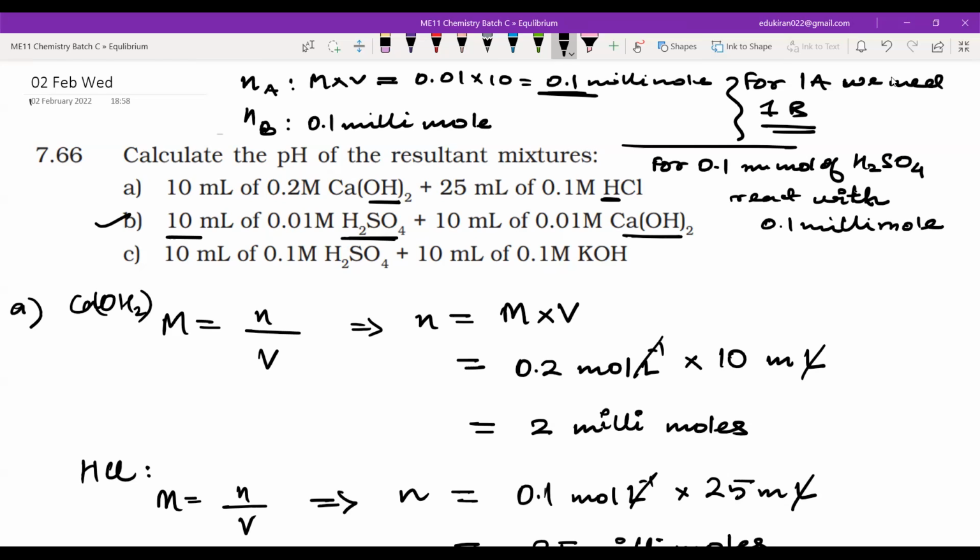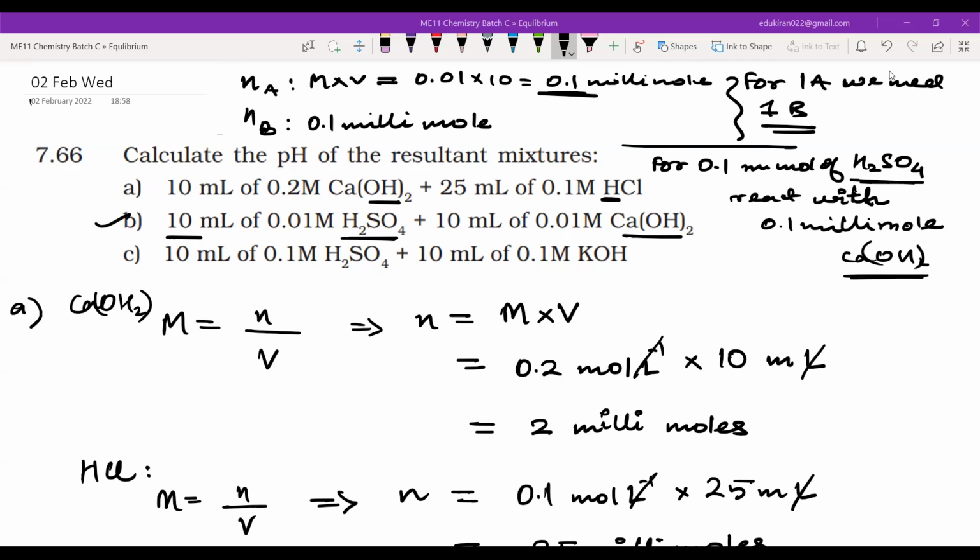So now you can see 0.1 millimole of Ca(OH)2. So what do you guys think? What will remain? H2SO4 is extra, or Ca(OH)2 is extra? Is there anything which is extra in the solution? No. So they both will react with each other, and neither H2SO4 nor Ca(OH)2 will be left in the solution.